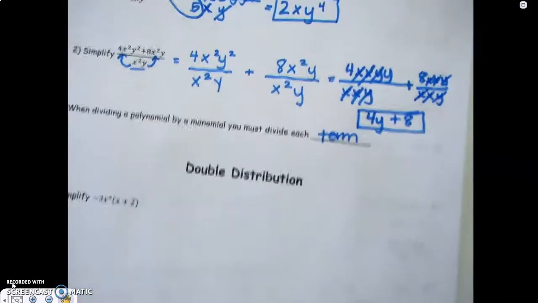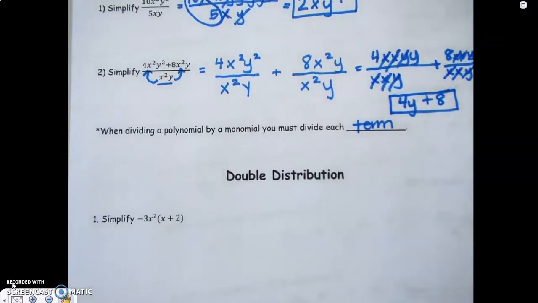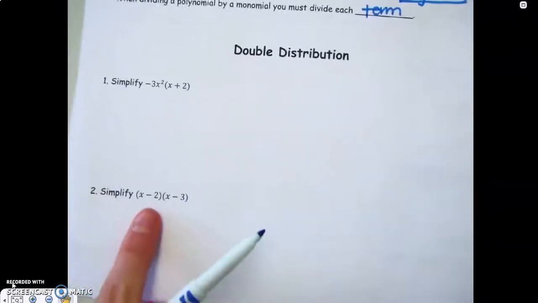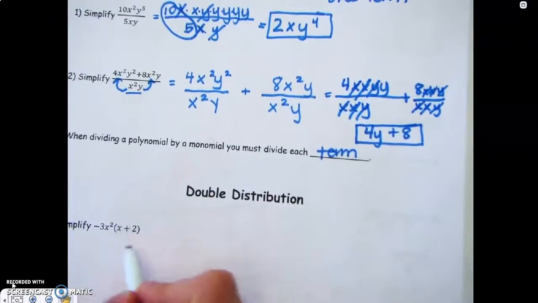The next thing we want to talk about is double distribution. You have done distribution since, I want to say, 6th or 7th grade, and so this should be pretty familiar to you. But now we're going to take it a step further, and we're going to do double distribution, it's called. That's like if we have an expression like number 2, where we have two binomials that we are multiplying together. Before we do that, I want to make sure we're good with this.